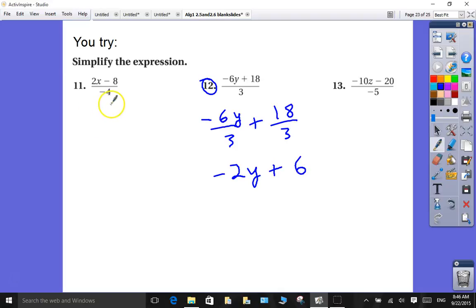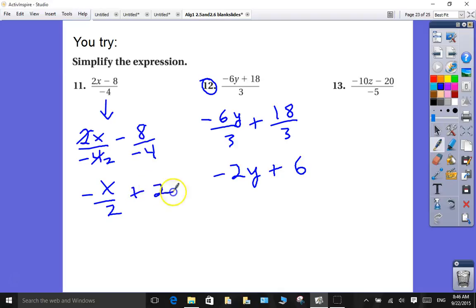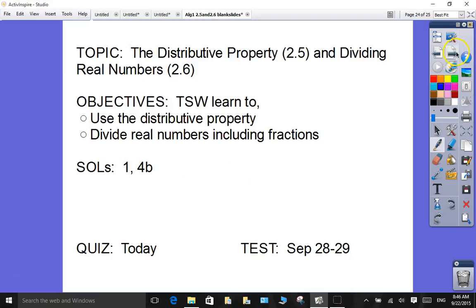How about this one here? What are the 2 terms? 2x over negative 4 minus 8 over negative 4. Now what's 2 over 4? The 2 goes into 4 twice, so that's actually negative x over 2. And negative 8 over negative 4 is? Negative over negative makes positive. Like that. Okay. That was it.